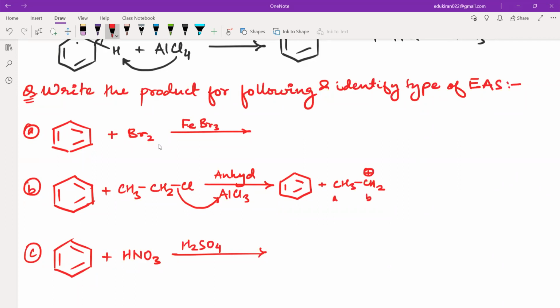Yes, sir. अब बताइए बेंजीन जो अटैक करेगा कहाँ अटैक करेगा? कार्बन नंबर A पे अटैक करेगा या कार्बन नंबर B पे अटैक करेगा? Which is more electrophilic? Which has less electron? A या B?